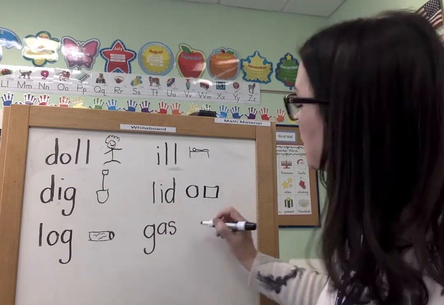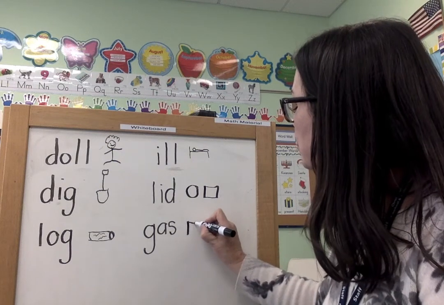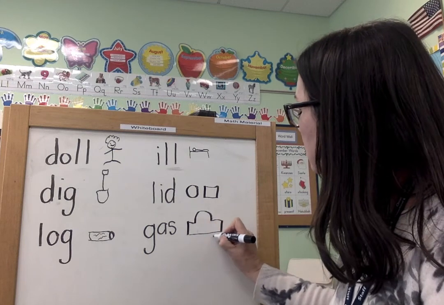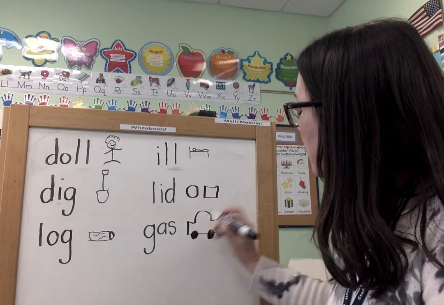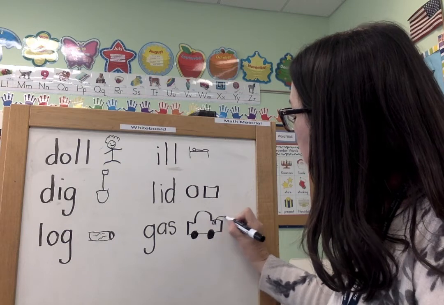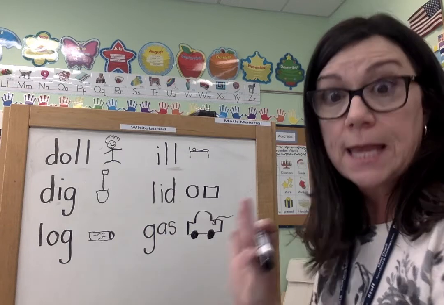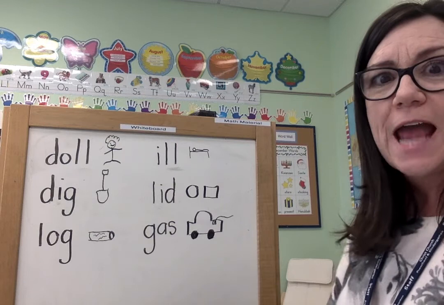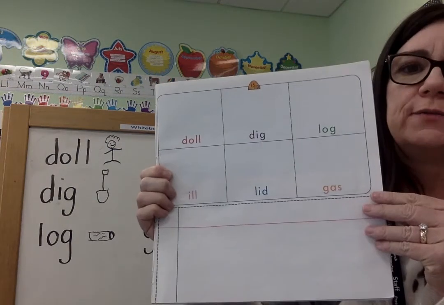Last, gas. You could draw a car, right? You could draw a car. I'm not very good at cars, but let's draw a car. And then we could indicate that maybe it's getting gas and it has a pump where the gas is going in. Or you could just draw a gas tank with a gas pump in it. So illustrate all those after you read them, and that is what we're doing on page 15.